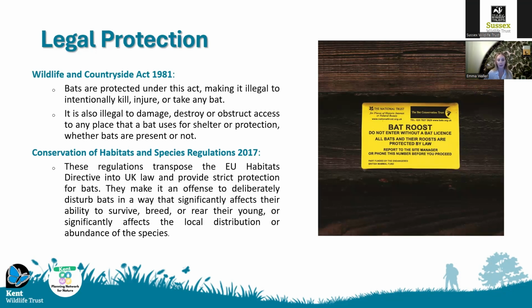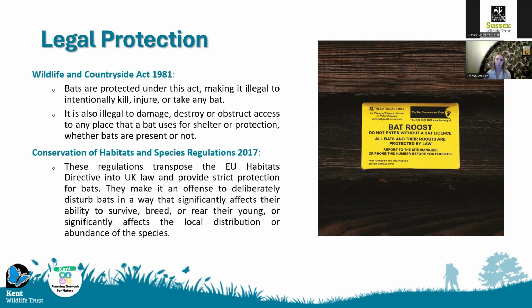So in the UK, all bat species and their roosts are protected by law. The Wildlife and Countryside Act 1981 and the Conservation of Habitats and Species Regulations 2017 make it illegal to deliberately capture, injure or kill a bat, damage or destroy a bat roost, even if bats are not present at the time, disturb bats, particularly in ways that might impair their ability to survive, breed or hibernate.